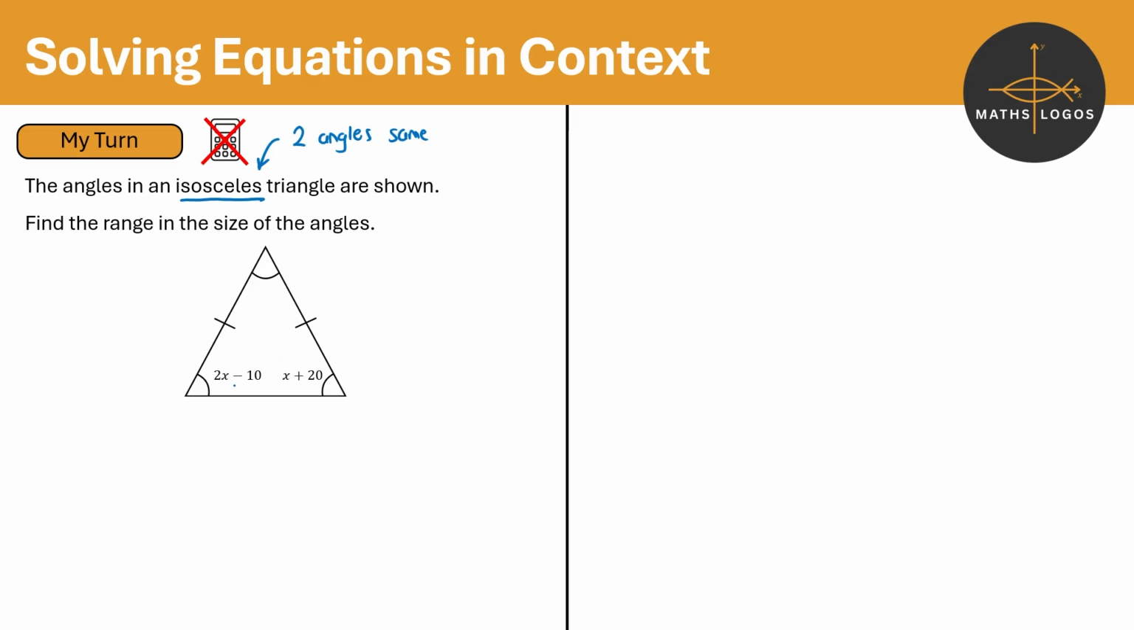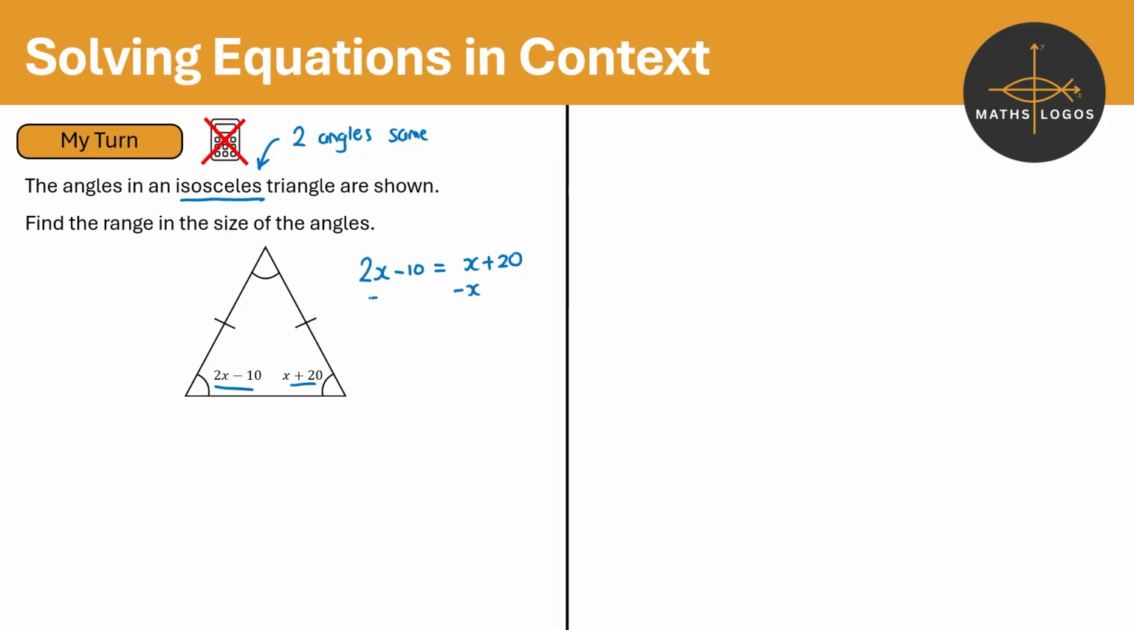I then want to think, well, what angles are the same? Well, it's this one and this one. And if these angles are the same, then it actually means that they're equal. So I'll let them be equal to each other. 2x subtract 10 is equal to x add 20. And I've found something that I can continue with, so I can solve this equation. So I'll go ahead and do that.